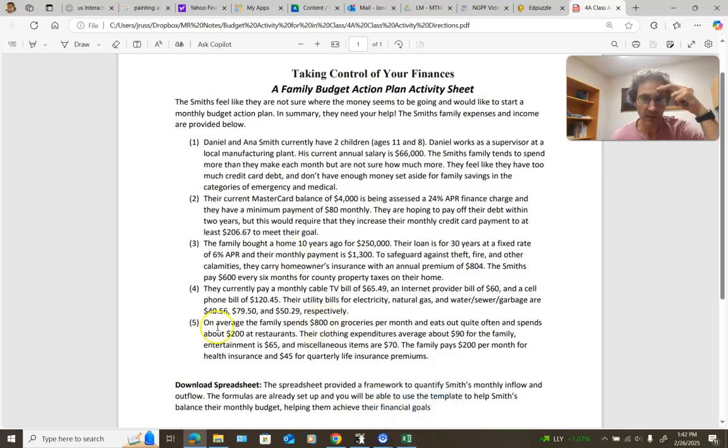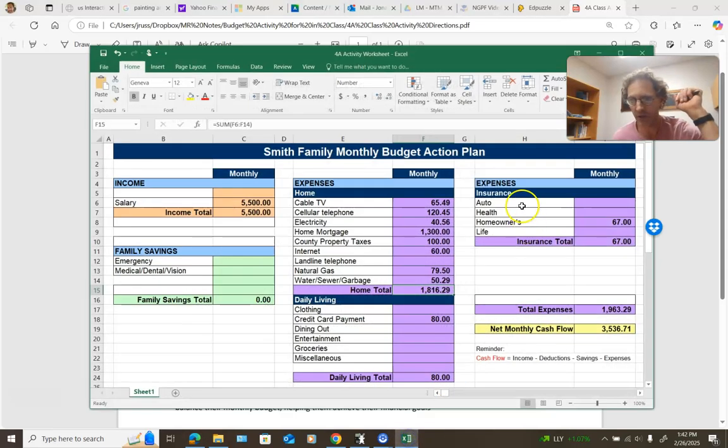All right, so we're down here to number 5. It says on average the family spends $800 on groceries per month. Okay, so we're going to put $800 for groceries. Okay. All right, look at this, guys. So now we've got basically our expenses are essentially half of our income. So we've got the other half as extra thus far. So we're still definitely in the positive on cash flow.